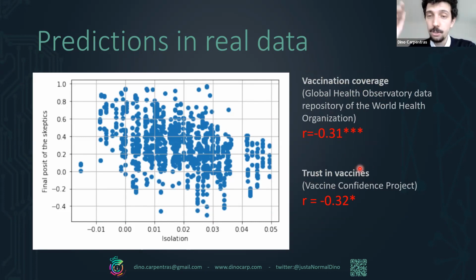And also in this case, we have significant predictions. And just to give you an idea if these numbers are big or small, another very strong predictor of vaccination is trust in vaccines. The correlation between trusting vaccines and vaccinating your children has been shown to be between 0.2 and 0.4. So we are in the range of one of the strongest predictors.